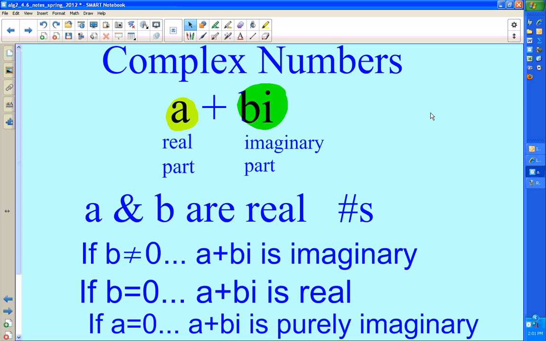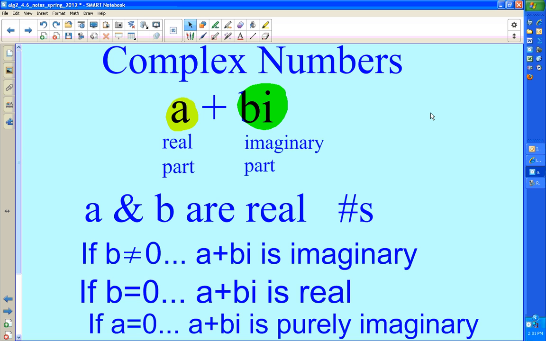Now, if b is equal to 0, this whole green part is gone. And what kind of a number do we get? A real number. So if b is 0, we wouldn't write 7 plus 0i. We would just write the number 7. And you would get a real number. Okay? So if b is equal to 0, you're going to get a plus bi as a real number. You're not even going to think about it. It's ridiculous. You would have the number 8. You don't say 8 plus 0i. Oh, it's a real number. It's just 8. It's real.